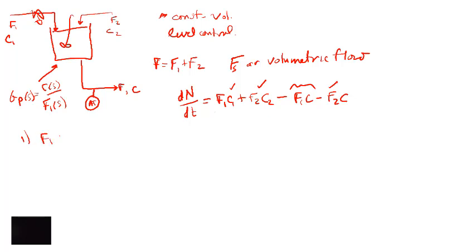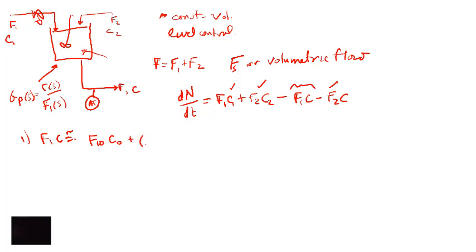So we're going to approximate F1 times C. It is going to be equal to the value at the initial condition, which is F1 naught times C naught. Remember, C naught is the composition inside the tank at steady state before a change is made to the input.